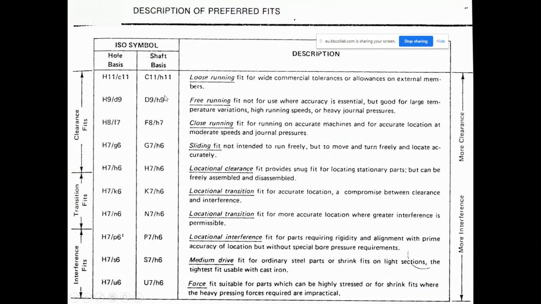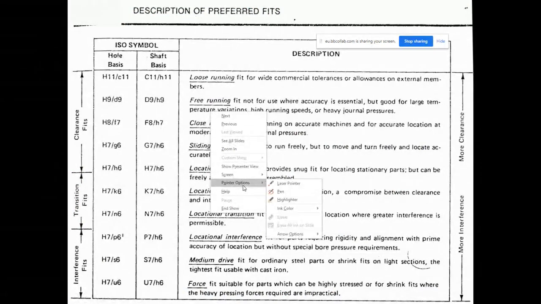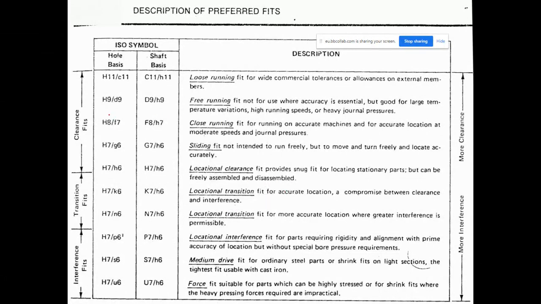Free running fit, for instance, or close running fit. If the fitting type selected by the designer is close running fit, then on the technical drawing of the component that has a feminine feature, which is to be mated with the feature of the other component, the tolerance grade is to be H8. And when showing the dimension of the muscular feature on the technical drawing of the other component, F7 is to be used as the tolerance grade.